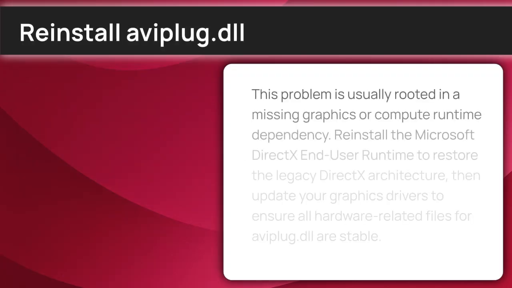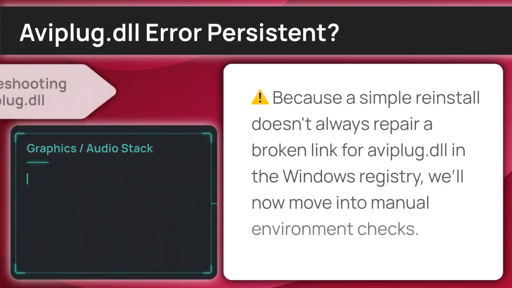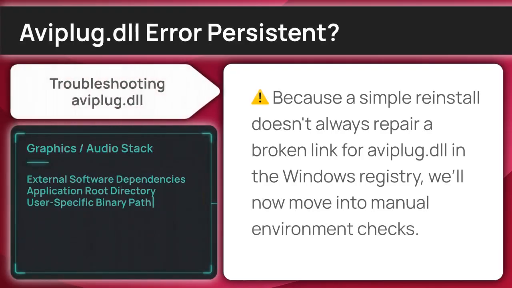This problem is usually rooted in a missing graphics or compute runtime dependency. Reinstall the Microsoft DirectX end-user runtime to restore the legacy DirectX architecture, then update your graphics drivers to ensure all hardware-related files for AVI Plug Library DLL are stable. When a standard reinstall doesn't cut it, we move to advanced diagnostic steps to ensure the system is properly configured.